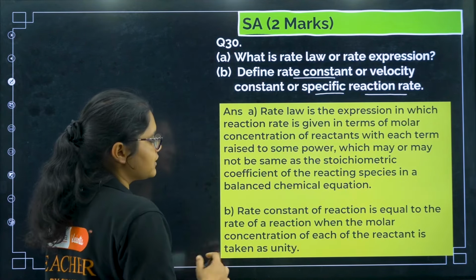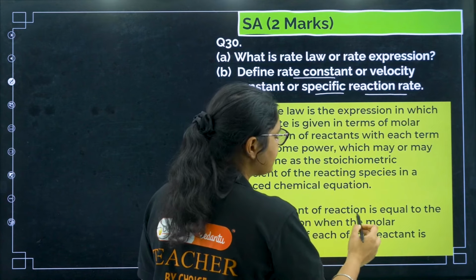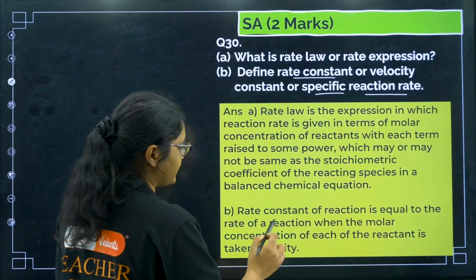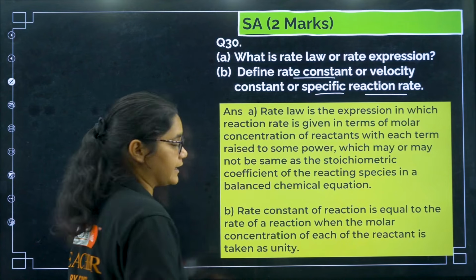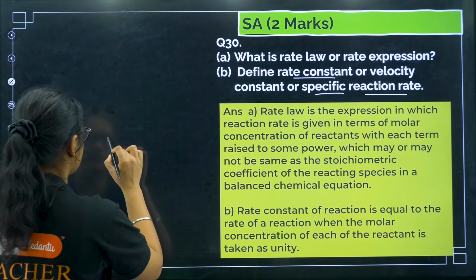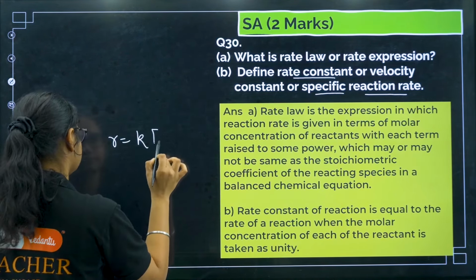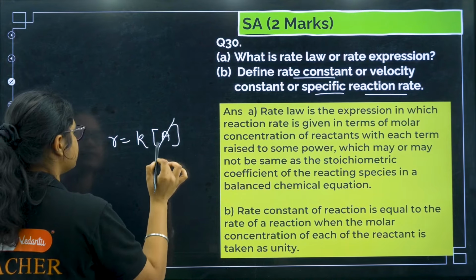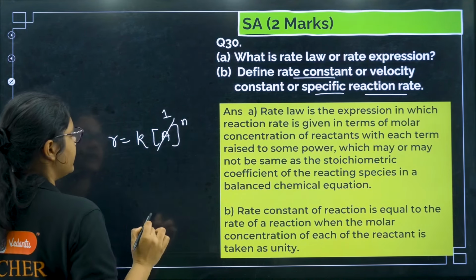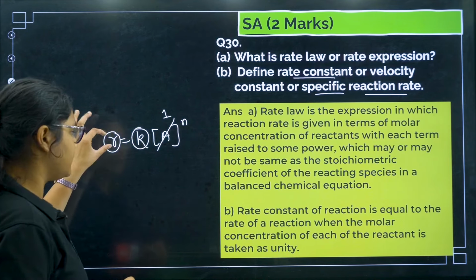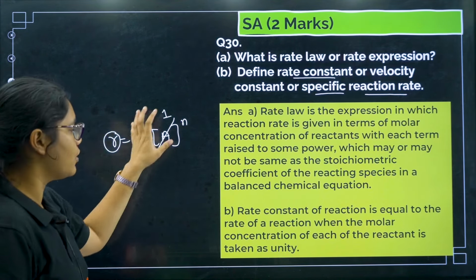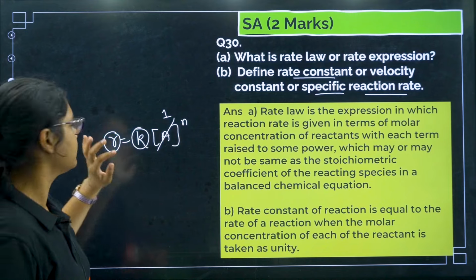Okay. Next, what is rate constant? The rate constant of a reaction is equal to the rate of the reaction when the molar concentration of each reactant is taken as unity. So if the concentration becomes 1, whatever the rate is, that is the rate constant. So rate constant is that rate when the concentration of all the reactants is taken as 1.